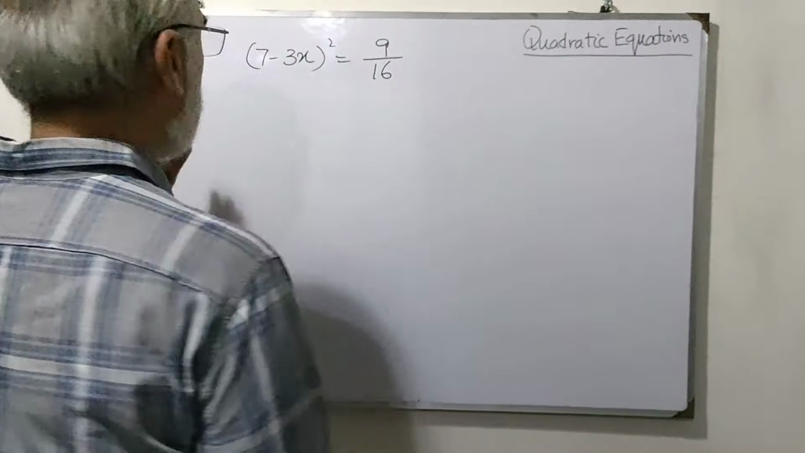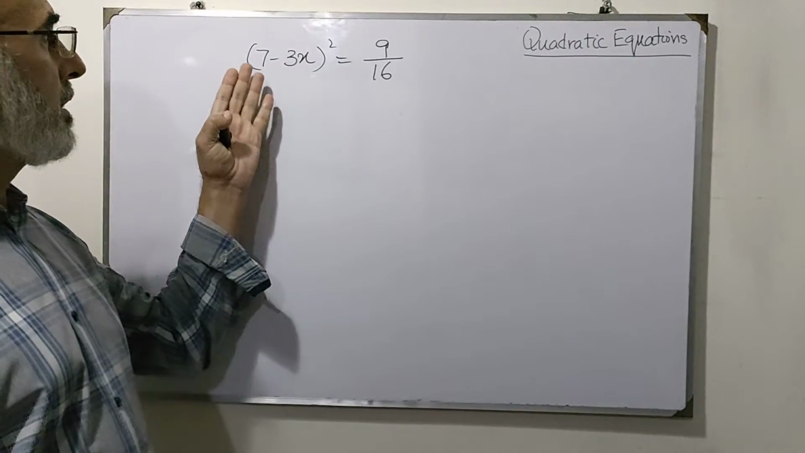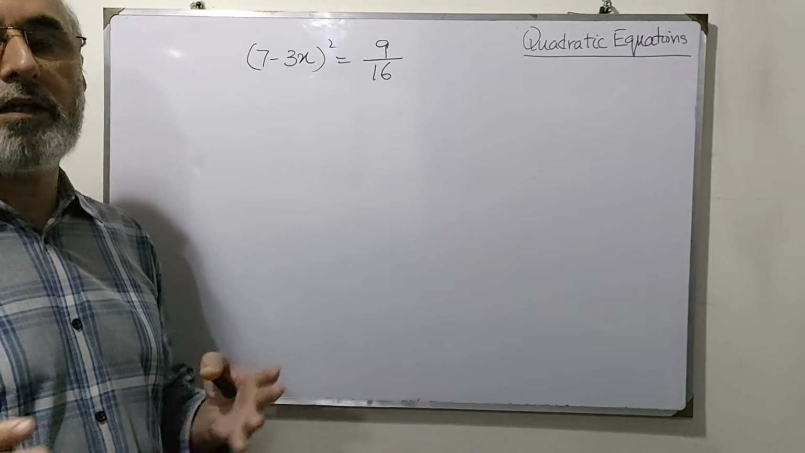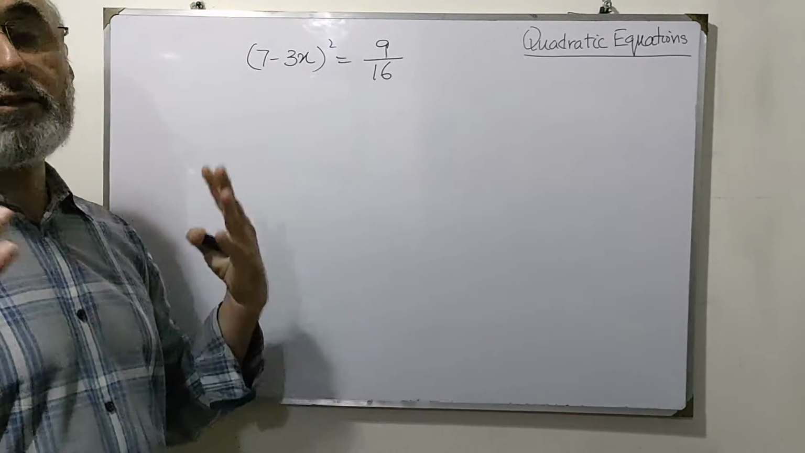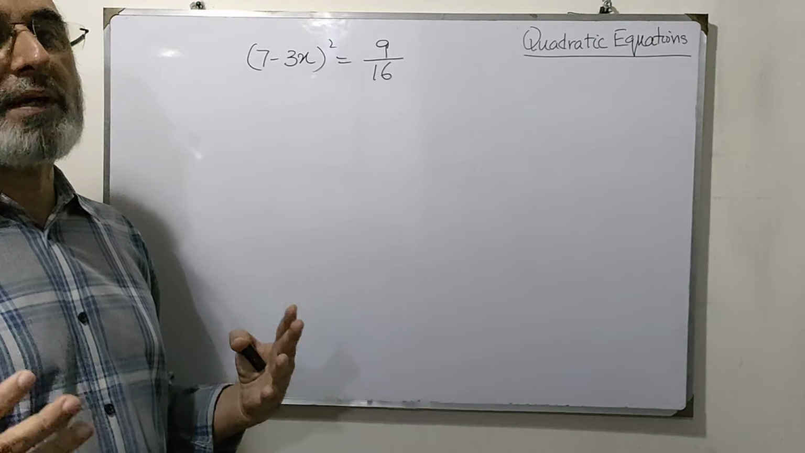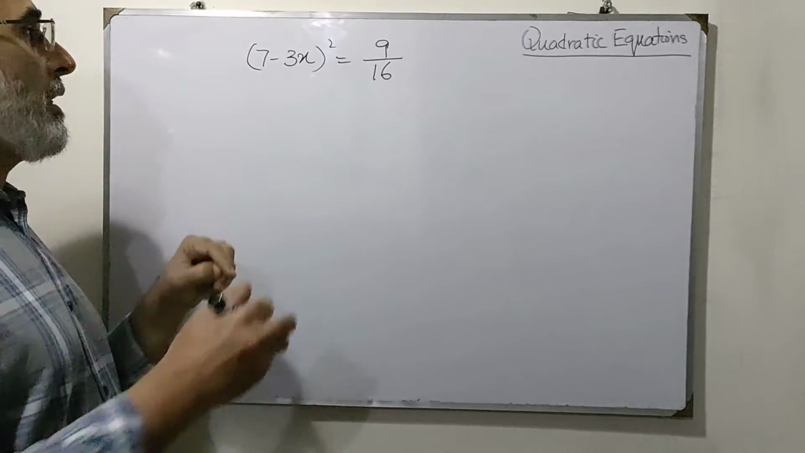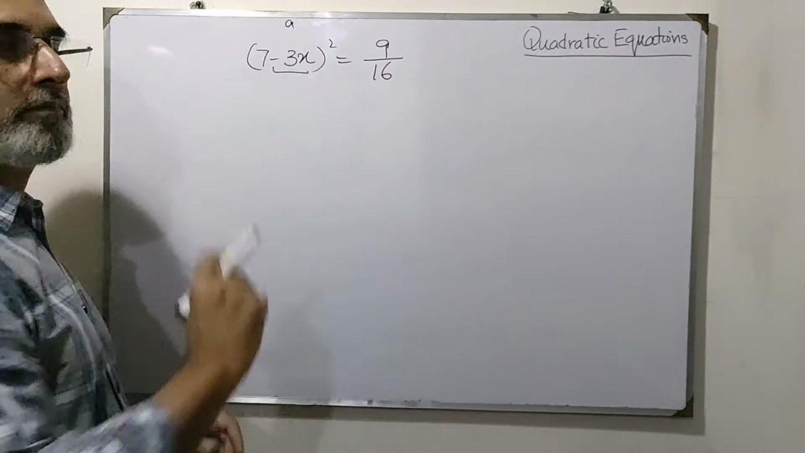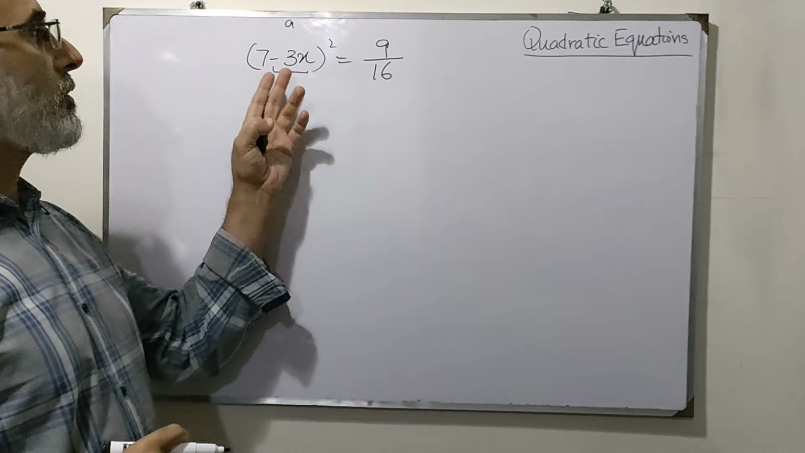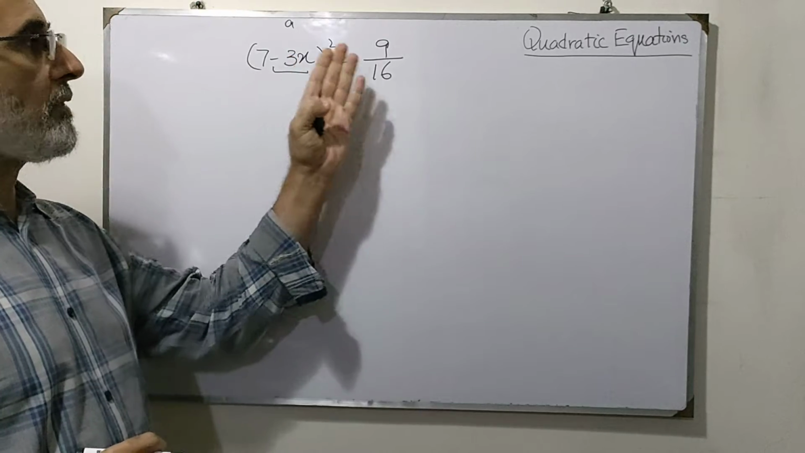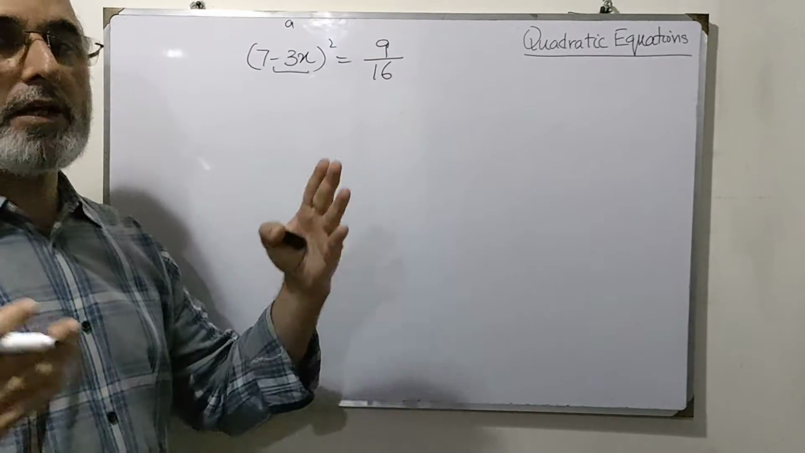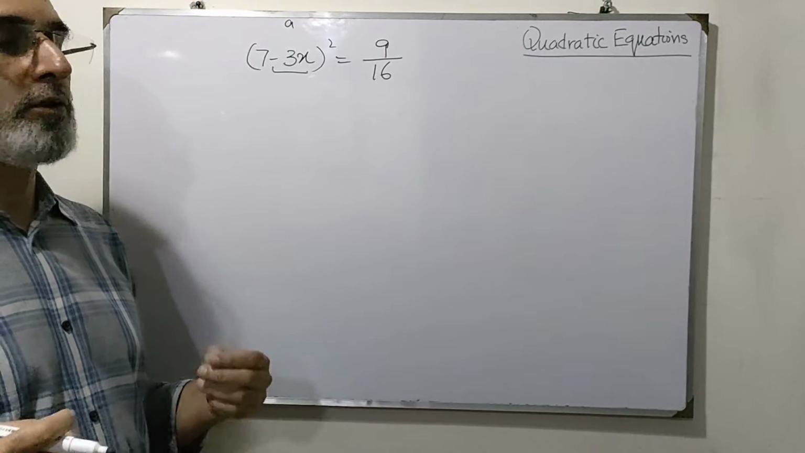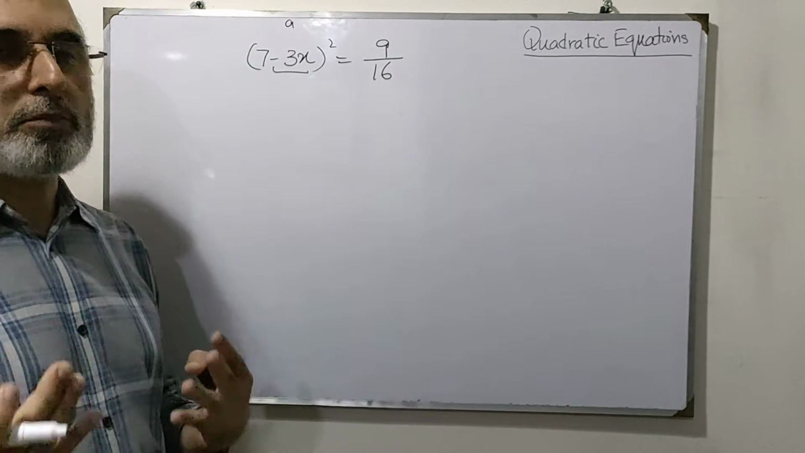So this is our second example. 7 minus 3x whole square. Okay, it is in the form of x plus a whole square, but it is not necessary that we always have a plus, the form is the same. Here minus 3x is actually representing a. So the left hand side is in squared form, on the right hand side we have 9 over 16, and we know that 9 and 16 are squares of some numbers, so we can have a square form on both the sides.